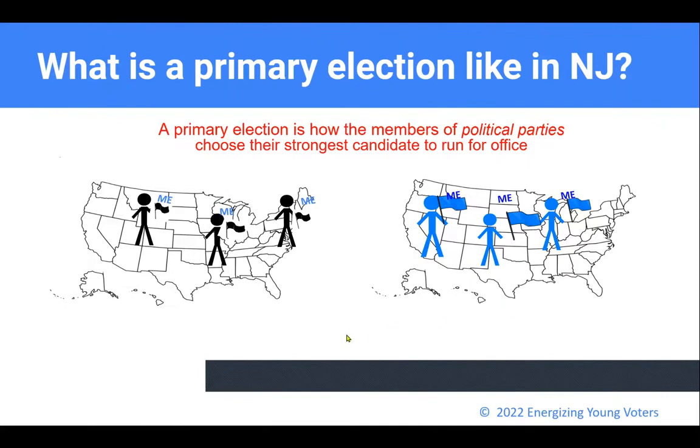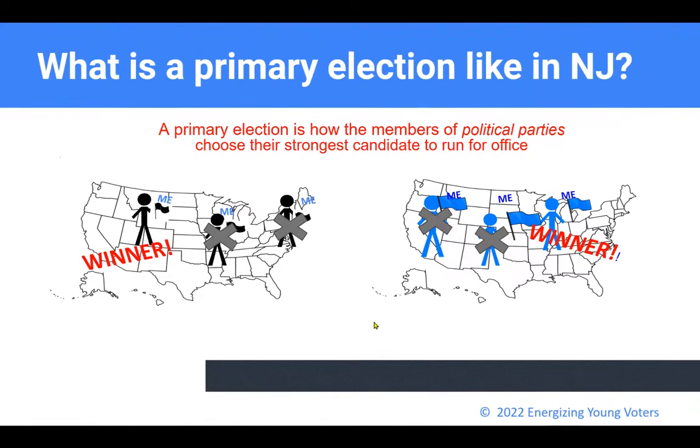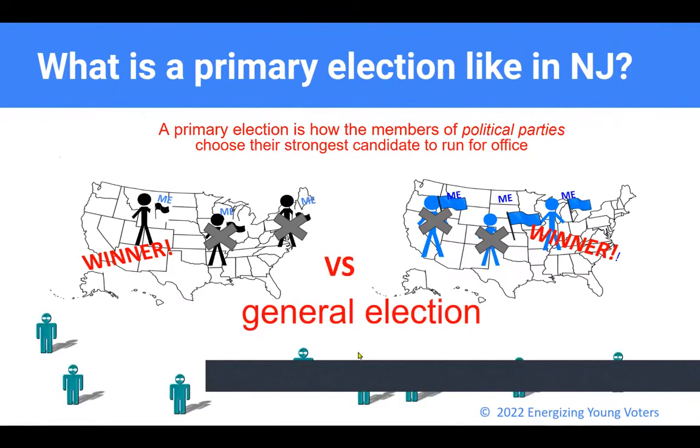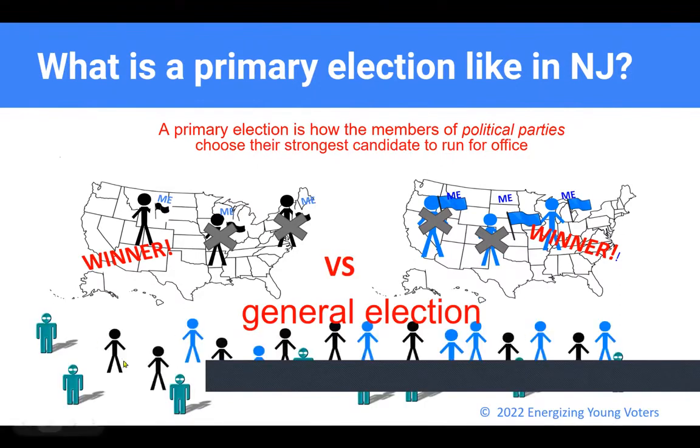So there will be one winner, and the rest of them are out. And then those 2 winners will be on the ballot in November. And at that time, anybody, whether they're in the Black Party or the Blue Party or undeclared, anybody can vote for either the Black Party person or the Blue Party person to put them in the office.